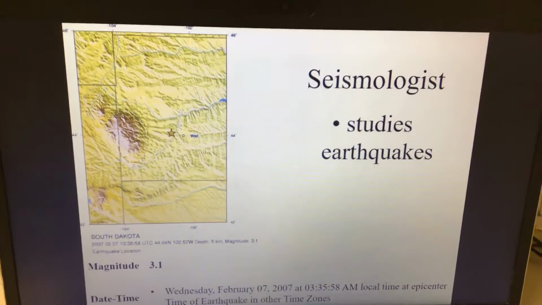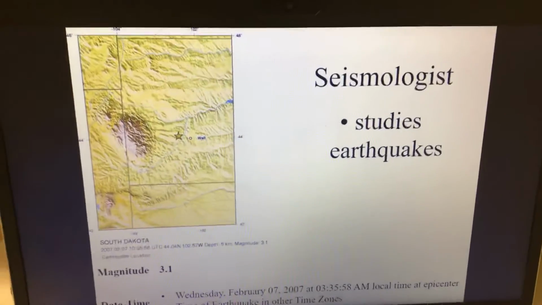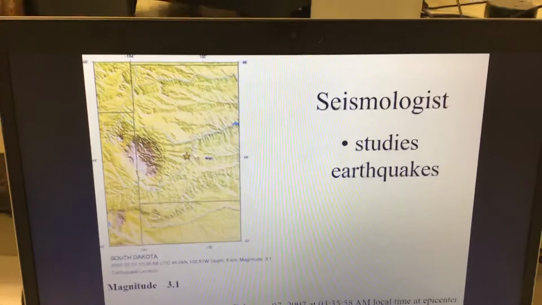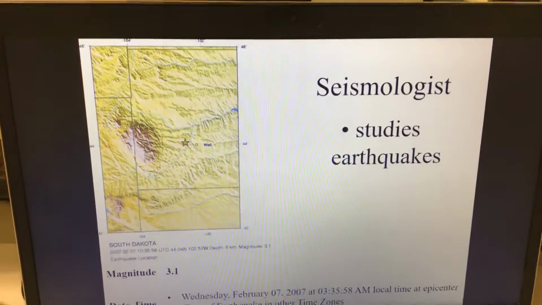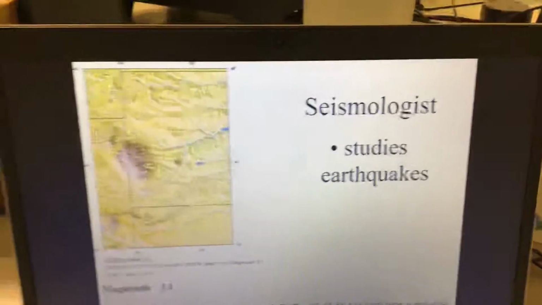First of all, you better write this down. A seismologist studies earthquakes. Remember, anything seismology, we're talking about plates moving, bumping into each other, shifting. So a seismologist is a studier of earthquakes.